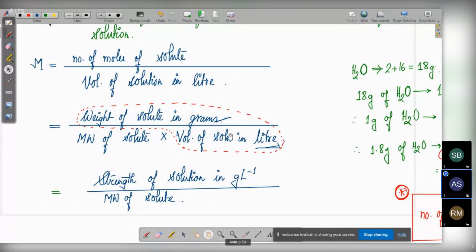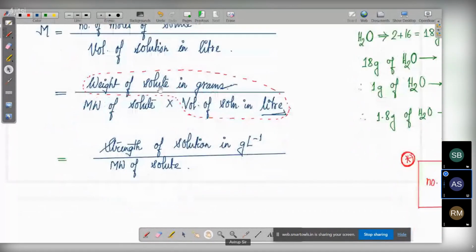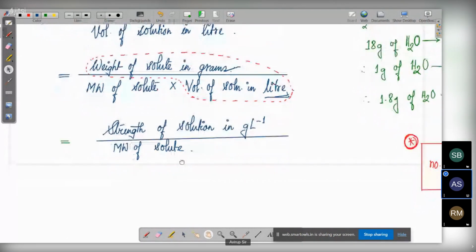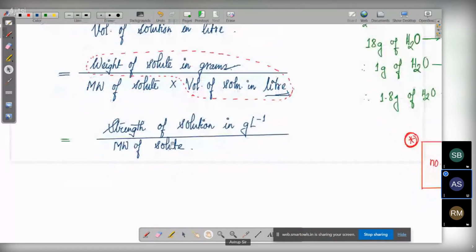Yes. Okay. And then weight of solute in grams divided by volume of solution in liter, together they are known as the strength of a solution. We have written that divided by the molecular weight of solute. So this is yet another formula. Okay. What other formula can you use?